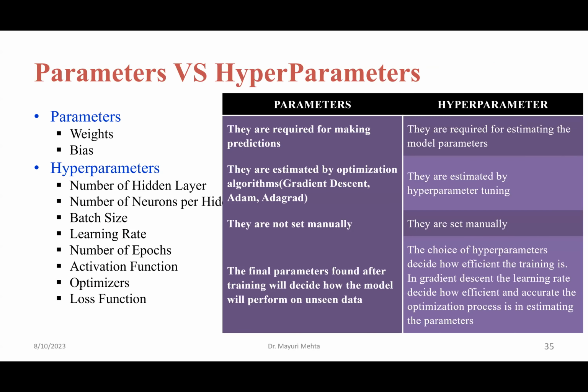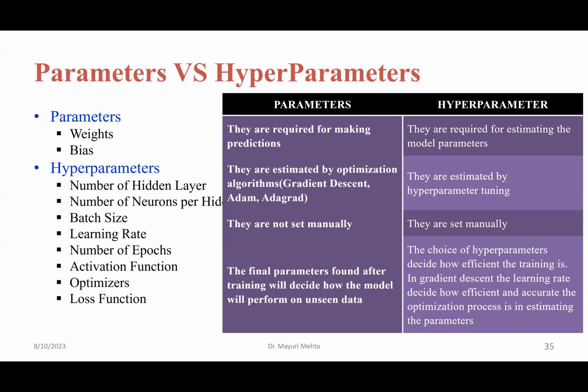There are two parameters associated with a neural network, weights and bias. These parameters are estimated from the data set. Moreover, hyperparameters help us to estimate these parameters. There are various hyperparameters, and here you can see the list of hyperparameters. So how can we optimize these hyperparameters?